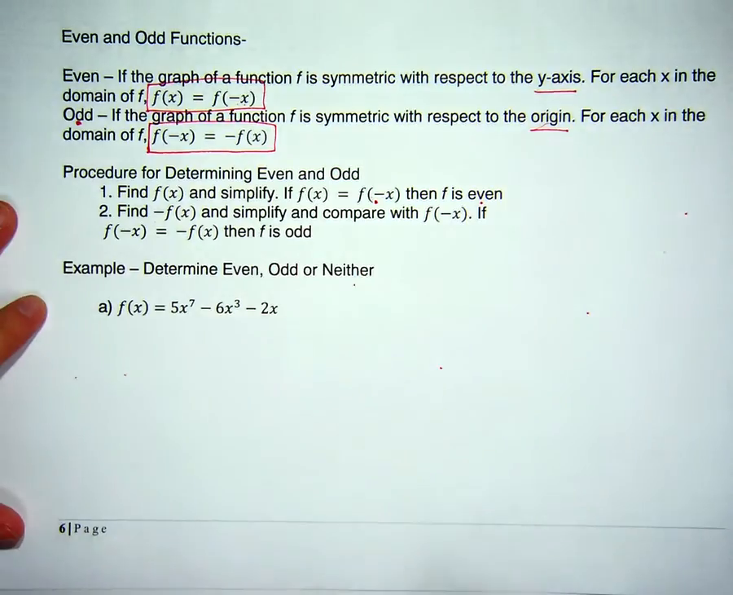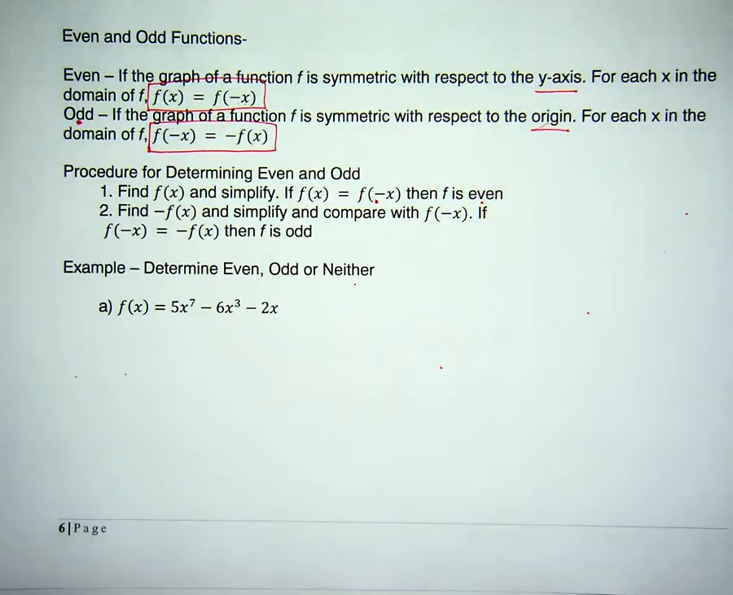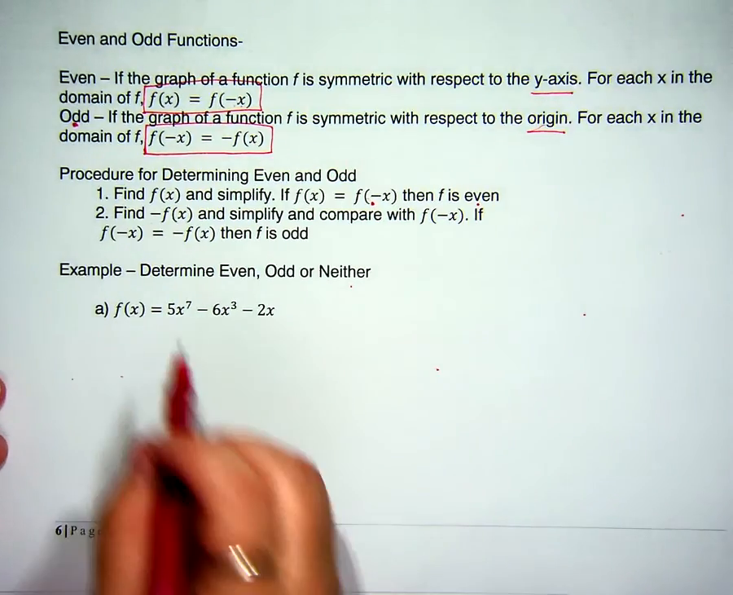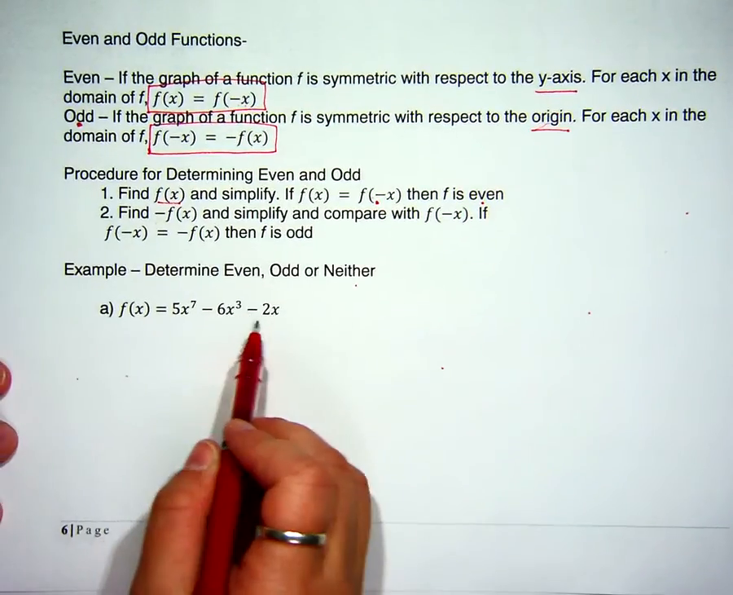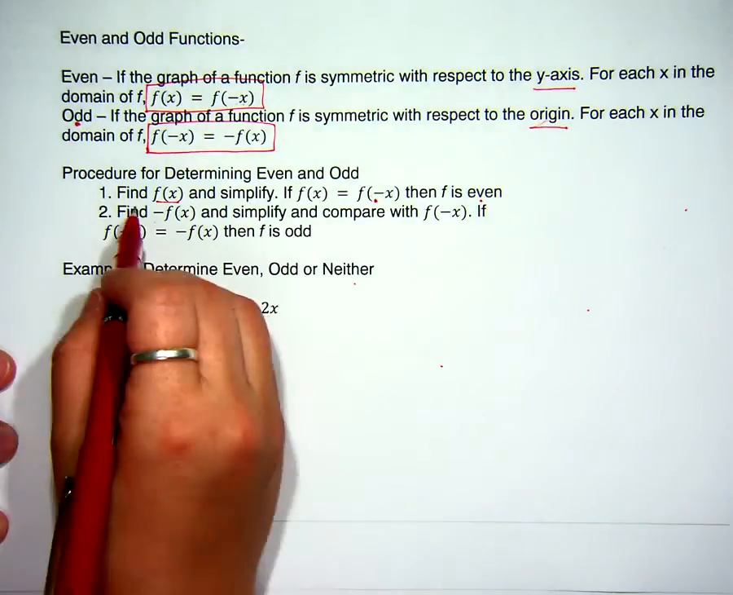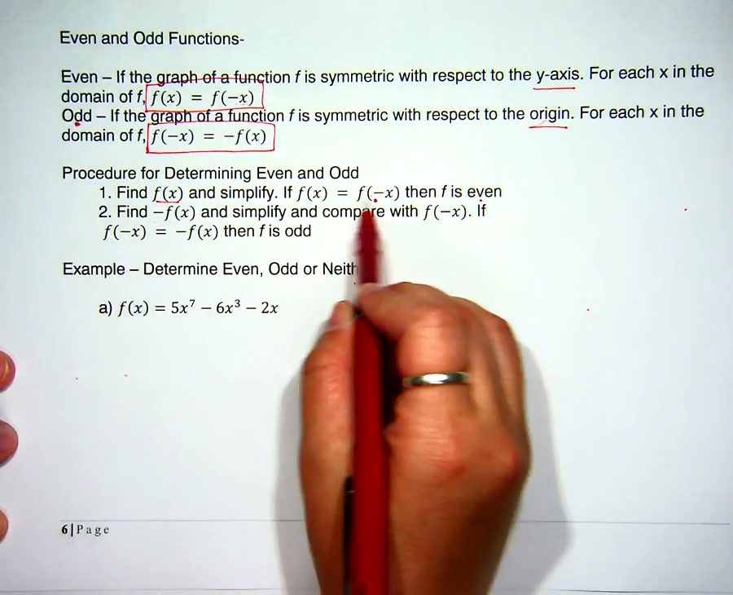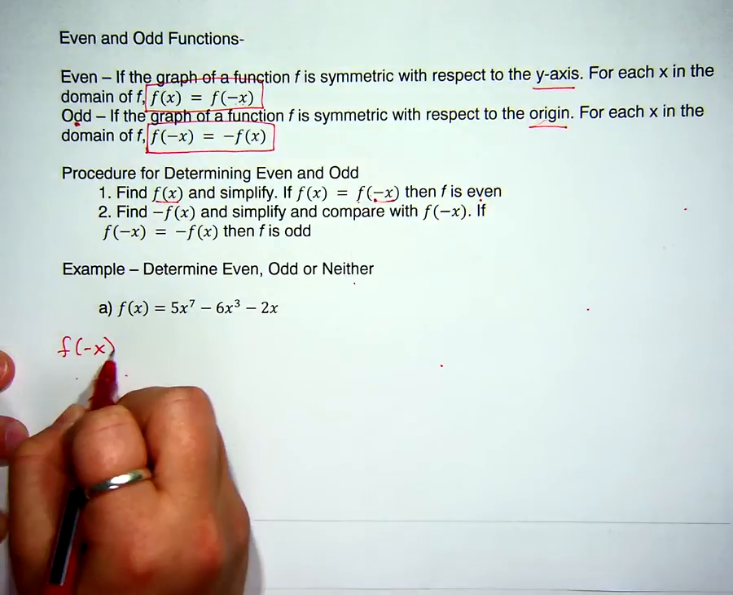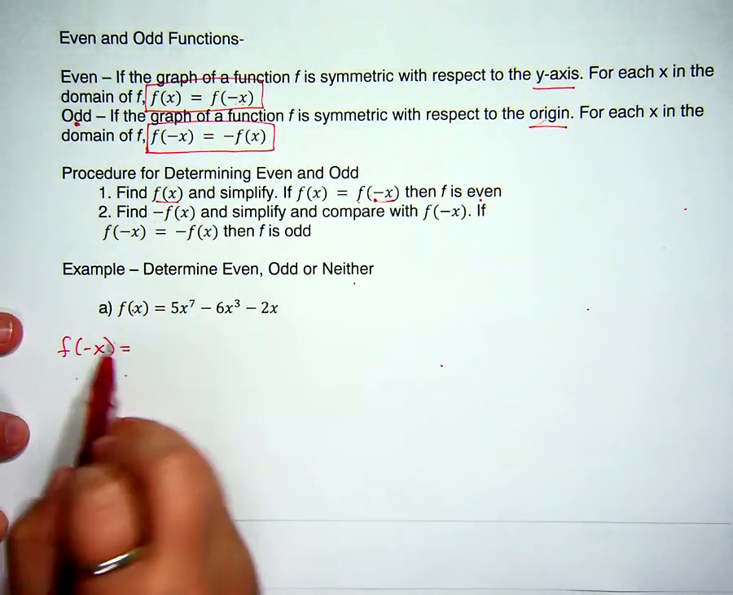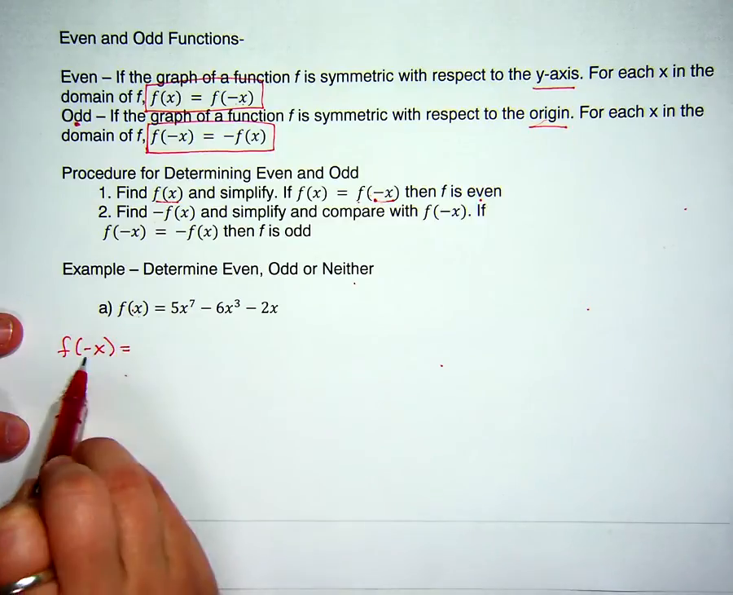So let's see if we can figure out this first one. Okay, so it says, first of all, find f(x) and simplify. I have f(x). It is simplified for me. There are no like terms. Now, second step, I need to find f(-x). This is simply an evaluate. Replace every x in your f(x) with a negative x.